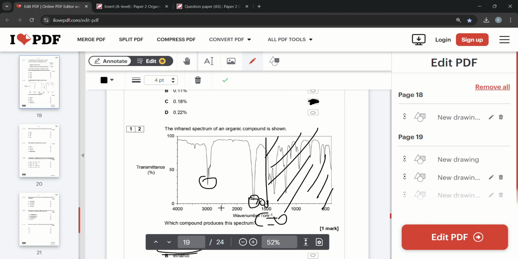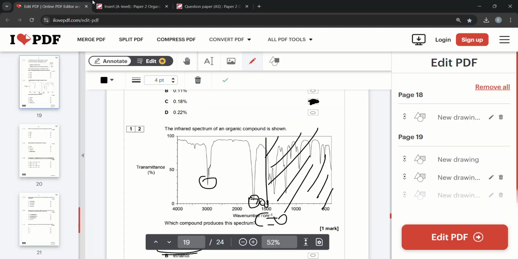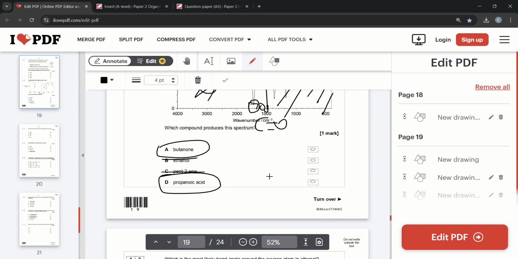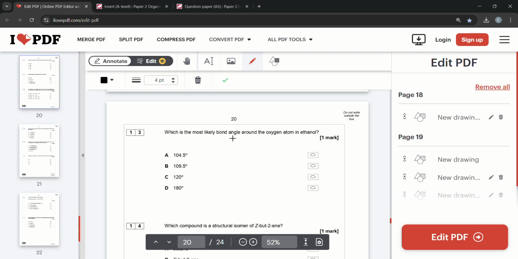Alright. Now this 3000, there's a peak here. So it is going to be butanone, a ketone. 13A, which is most likely the bond angle on the oxygen atom in methanol, 104.5 degrees.